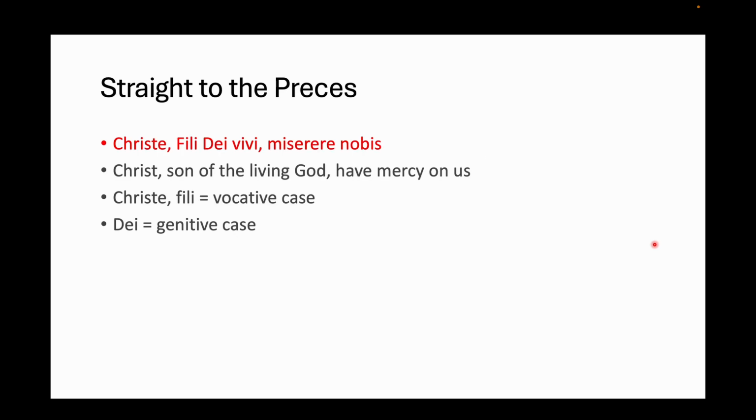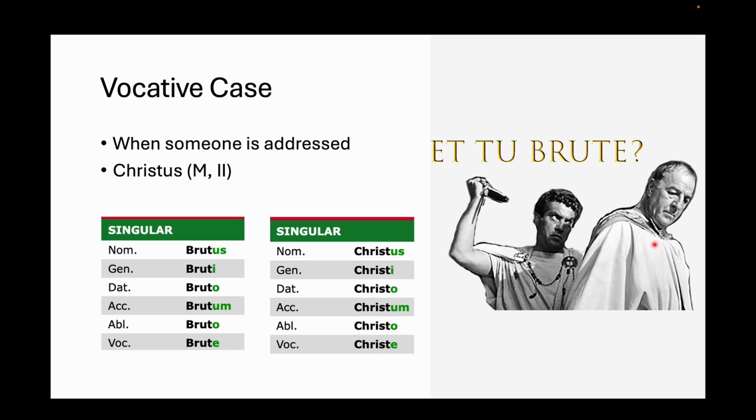We won't dally there. Let's go straight to the Preces and let's look at the line Christe Filii Vivi Miserere Nobis, which is translated as Christ, Son of the living God, have mercy on us. Now Christe and Filii are in what we call the vocative case, and Dei is in the genitive case. So let's talk about those.